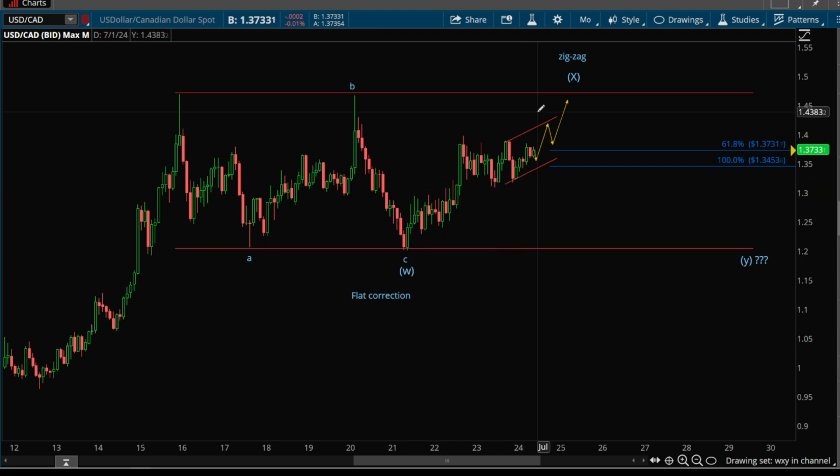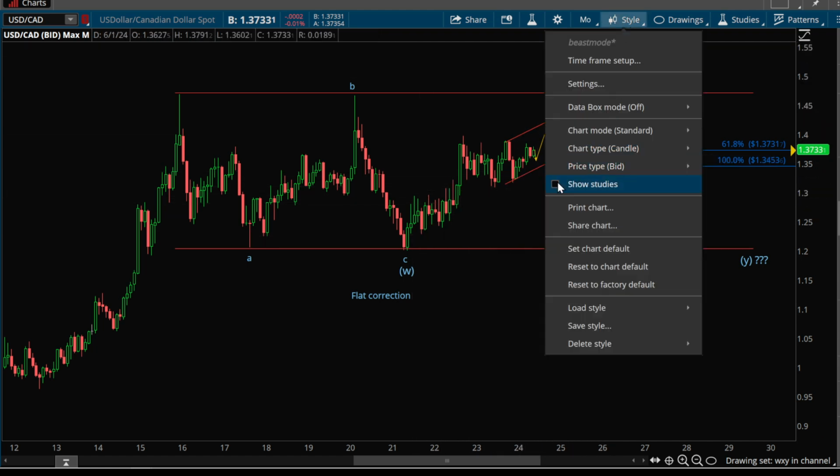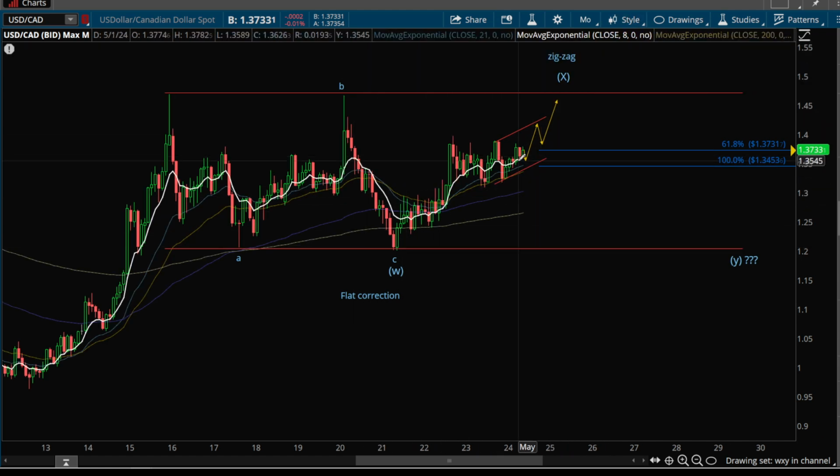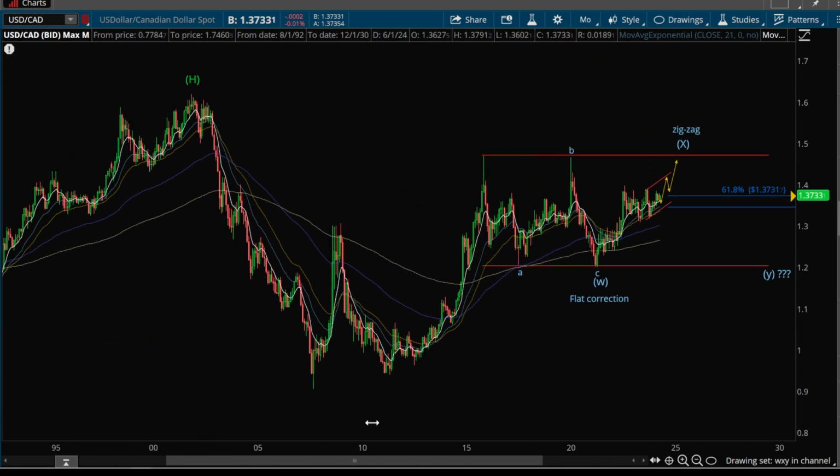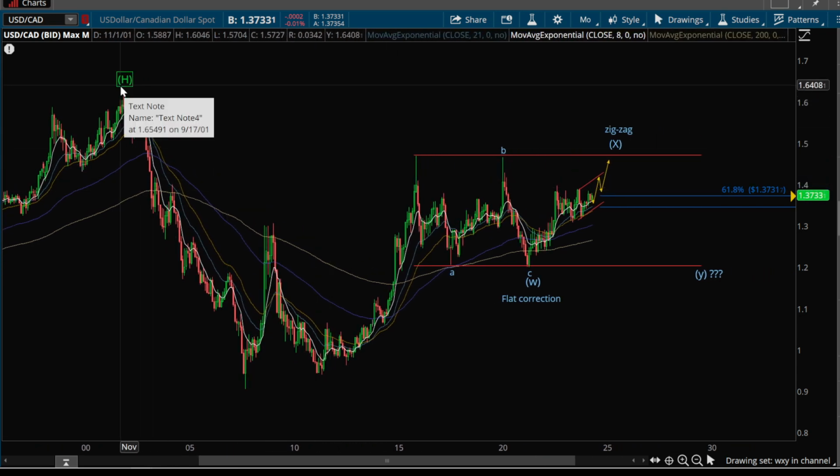So, right, this is what we're looking for now. And we're in an uptrend on the monthly, right? If I put the EMAs on, you're in an uptrend. You're bullish, and the pattern's bullish, right? So we're looking for that wave up to complete the X wave. And the good thing about this chart, right? The alternate, here's your highs up here from 2000.